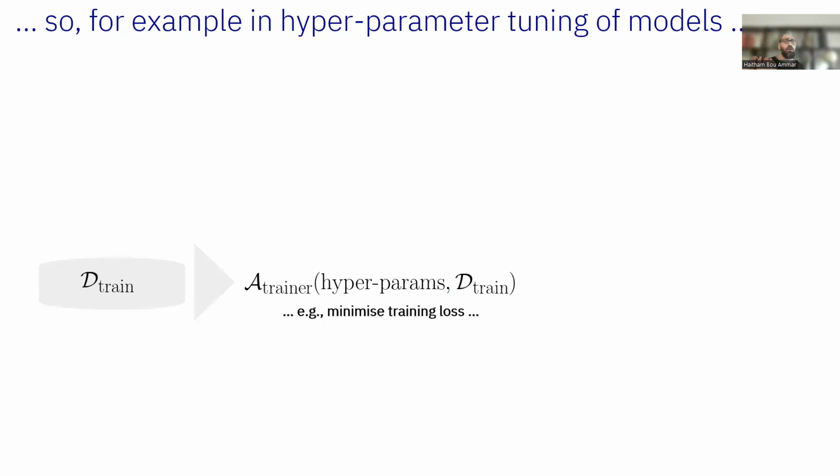Any one of you who has worked with machine learning models knows that to train those models, i.e., to find the weights of these deep networks, for example, you need to provide a set of hyperparameters to your training algorithm. For example, this could be the learning rate of Adam, the number of units in a layer, the number of layers, etc. These are hyperparameters that we need to provide a training algorithm before we can train for W star.